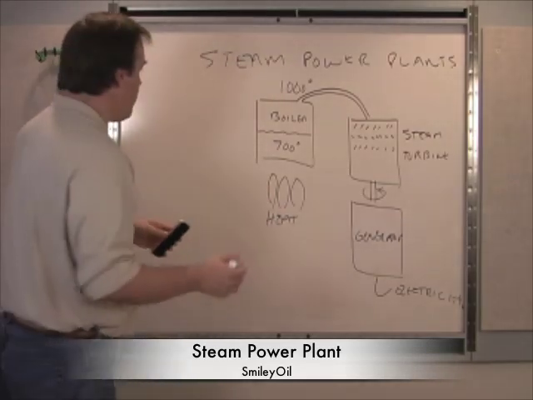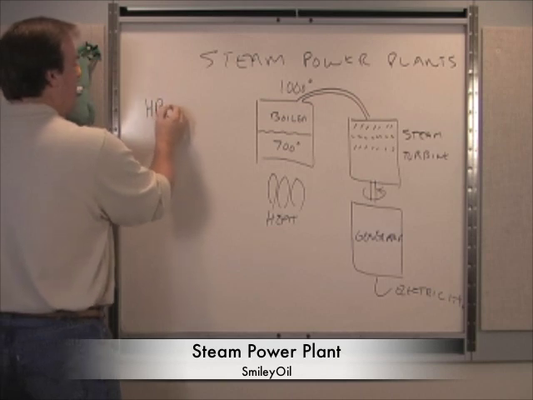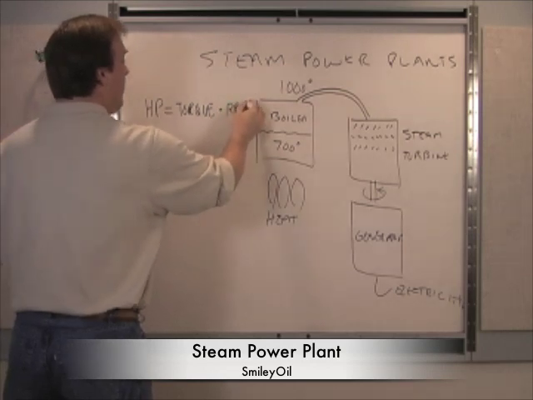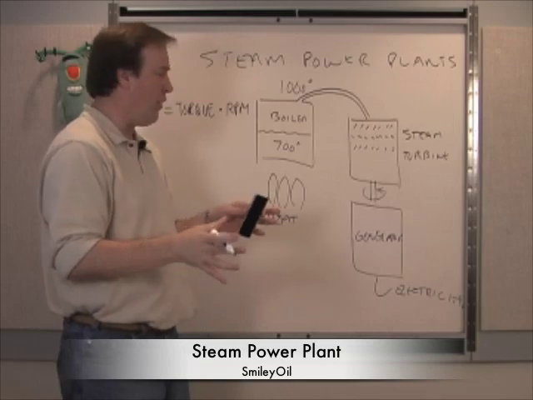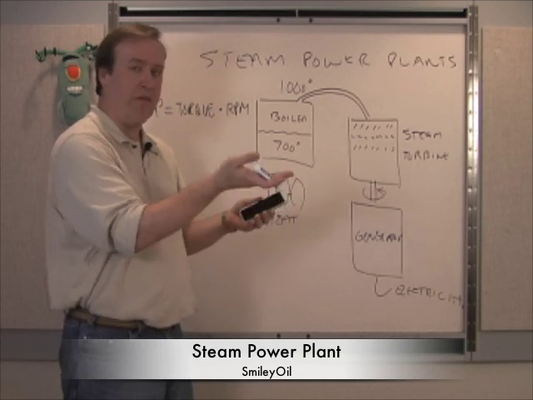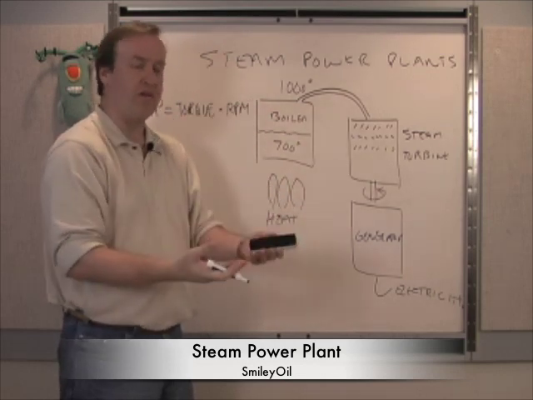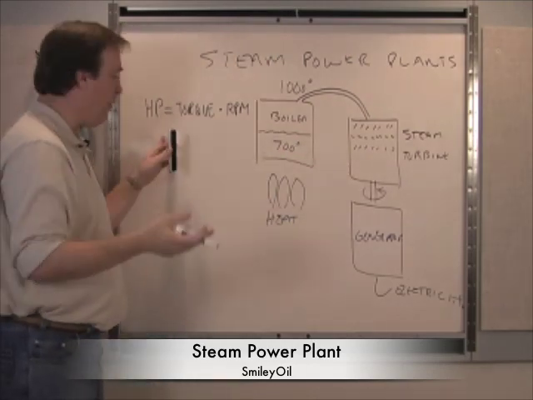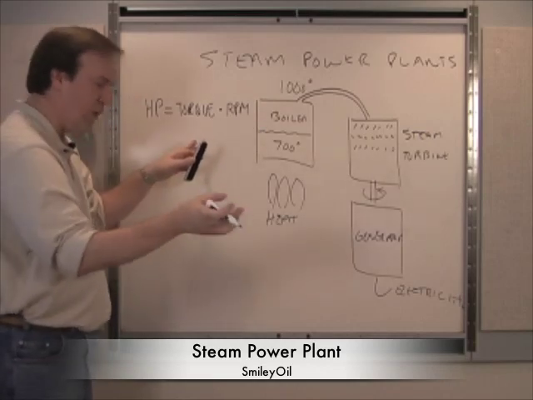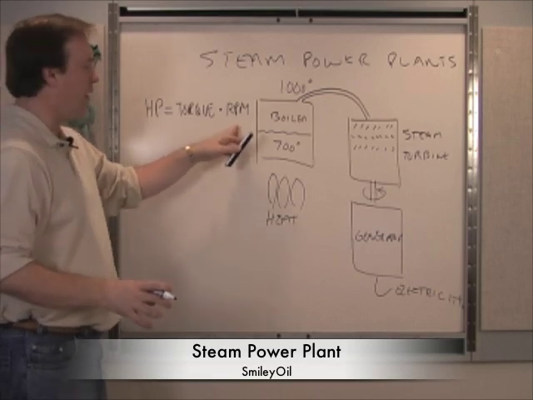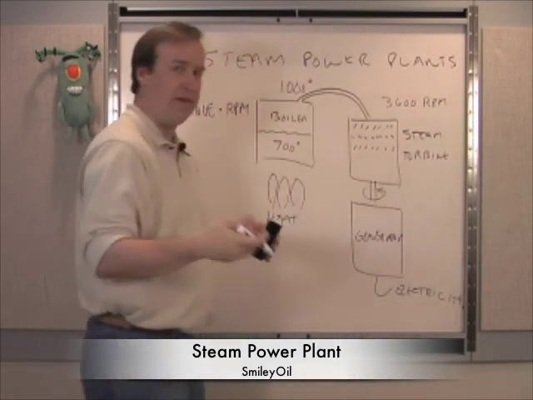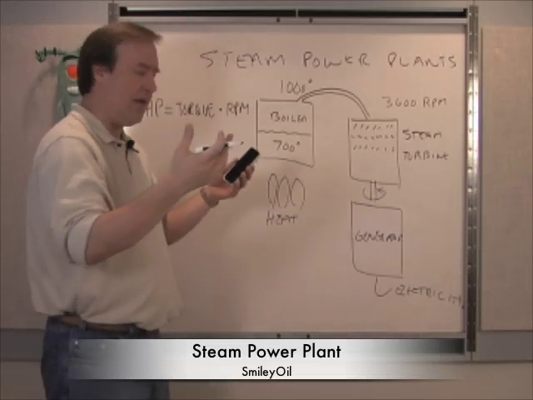Now, another equation of power is horsepower is equal to torque times RPM. In the mechanical world, we also had the definition of horsepower, where we had the horse lifting 550 pounds 1 foot every second. So that was linear translation. Now, in rotation, we use a different equation, which is torque, which is force times distance. It's the desire to twist something, and it's times RPM. So we have 3,600 RPM here to drive the 60 hertz electricity that is in U.S. power.